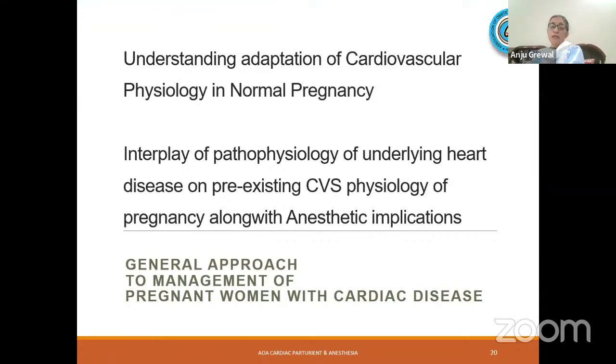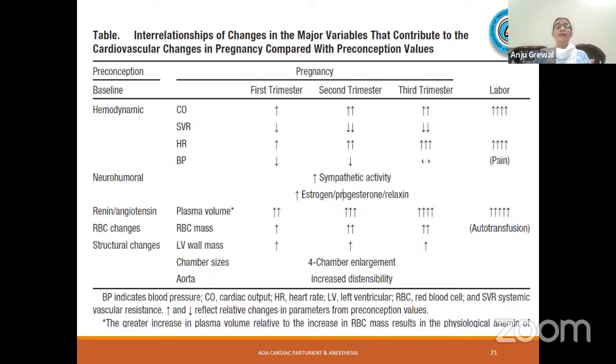It is important first that we look at the general approach. I'll be talking more on a broader outline, and then, of course, briefly, we'll look at individual diseases. So we need to understand the adaptation of the cardiovascular physiology to normal pregnancy. And then, of course, understand that if a mother already has an underlying heart disease, how do these cardiovascular changes imposed by the pregnancy affect the underlying pathophysiology of the heart disease? And what are the anesthetic implications intertwined with that?